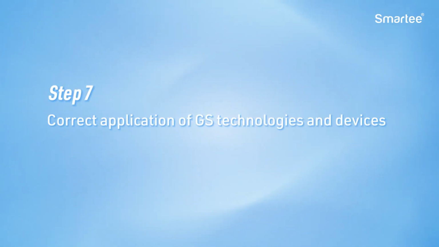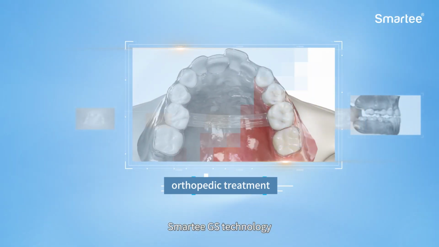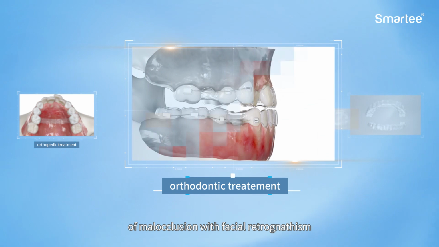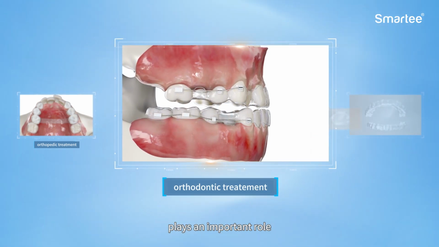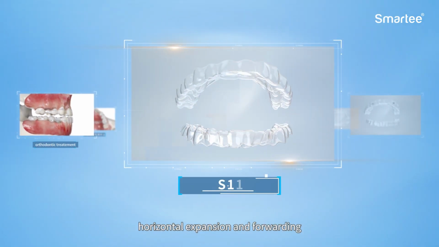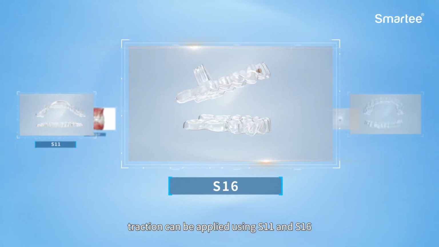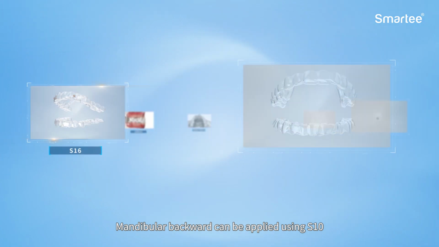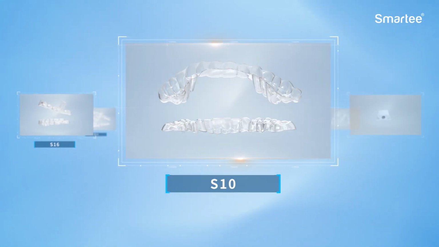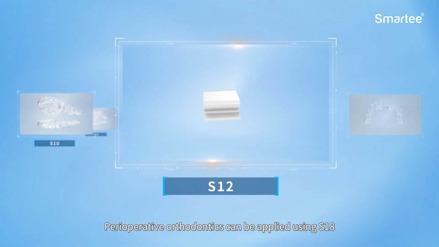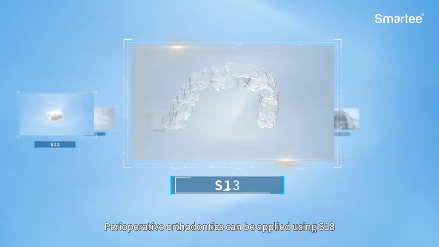Step 7. Correct application of GS technologies and devices. SMART-T GS technology plays an important role in the orthopedic and orthodontic treatment of malocclusion with facial retrognathism. Horizontal expansion and forwarding traction can be applied using S11 and S16. Mandibular backward can be applied using S10. Teeth alignment can be applied using S12. Perioperative orthodontics can be applied using S18.